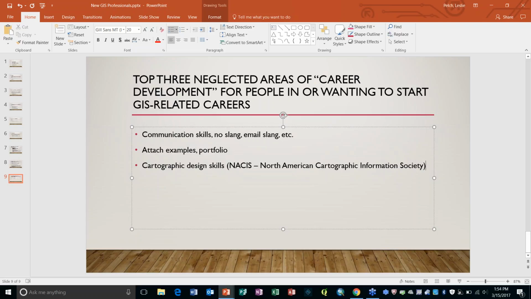Within NACIS you can find other things. There's a magazine they put out that's free called Cartographic Perspectives. So I would look around and see what kinds of resources you can find and try to develop some of those cartography skills, even if you have to do it on your own. Take a look at National Geographic maps and other resources, and try to pick out some things. Maybe improve on a map you've already made. I think those are really good skills that will make you stand apart from others.